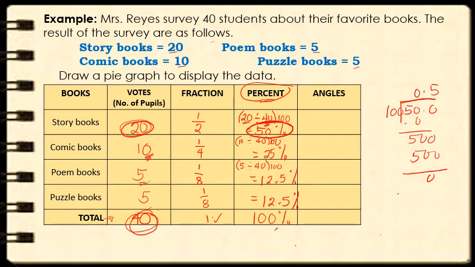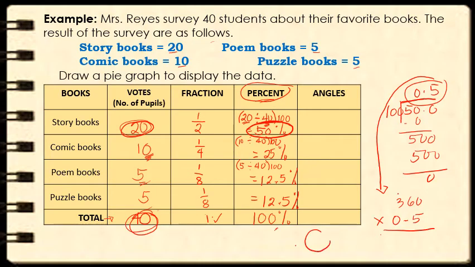Yung 0.5 na yan, imumultiply natin sa 360. So, ililipat natin dito yung nakuha nating quotient. So, 0.5 times 360. Saan naman po nanggaling ma'am yung 360? Kasi nga, ang isang buong circle is equal to 360 degrees. Ano? Kaya itatimes sa 360.